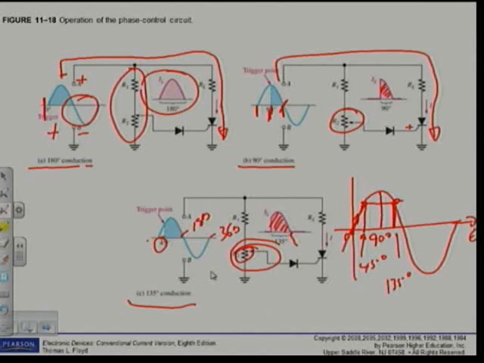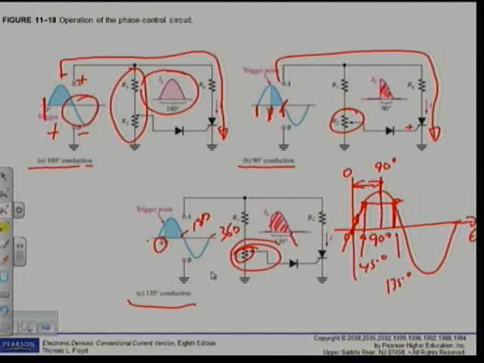That means we can only basically control from 0 to 90 degrees. You won't be able to control after 90 degrees with this type of circuit. You will get other circuits that will be capable of doing it, but with this very simple circuit, we can only control from there to there.